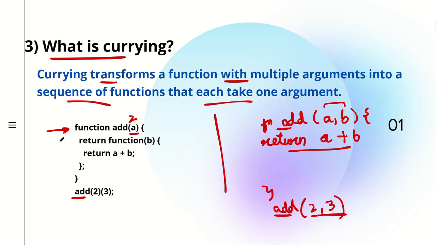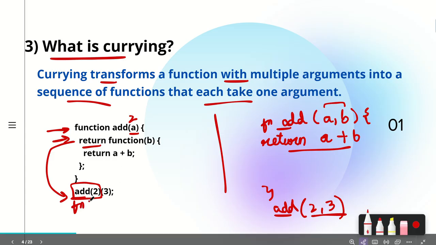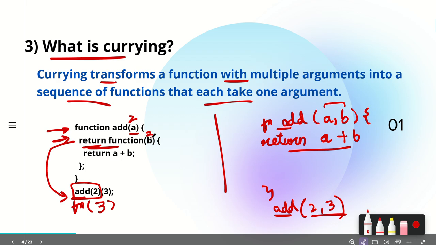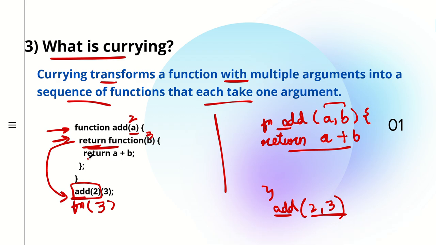Now you have got a, then what have you written? You have returned a function. So add of 2 gets replaced by one function, and this function is expecting one more argument. Now add of 2 has been replaced by the function we are returning, and it is expecting one value. Here you are passing 3. So this 3 gets passed here, b becomes 3.